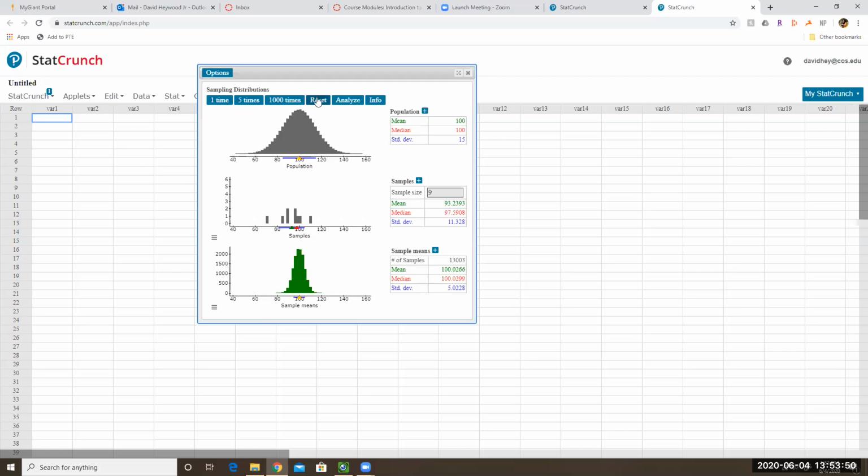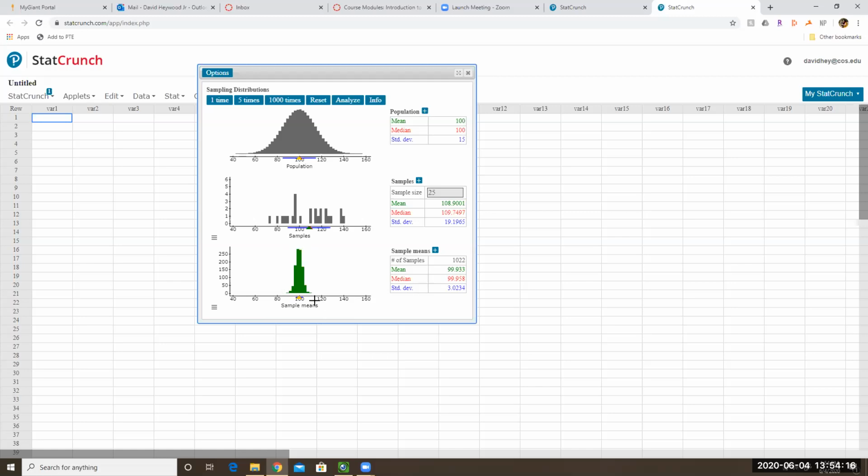Let me reset this now. Part B wants us to do this for a sample of size 25. So I'm going to change the sample size to 25. So if I collect one sample of size 25, there's the sample mean. I could do this again and again and again, and you see that this distribution starts popping up. If I just do this 1,000 times, then I get this distribution.